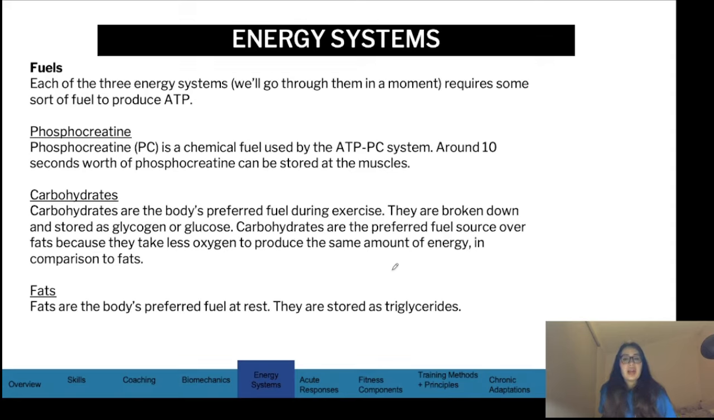So we'll go through the 3 energy systems, and they all require some sort of fuel to produce ATP. One of those fuels is called phosphocreatine, or PC. You might call it creatine phosphate. I say PC, and I also say ATP-PC system, but whatever you say, if it's ATP-CP, that's also fine. Around 10-15 seconds worth of PC can be stored up in muscles.